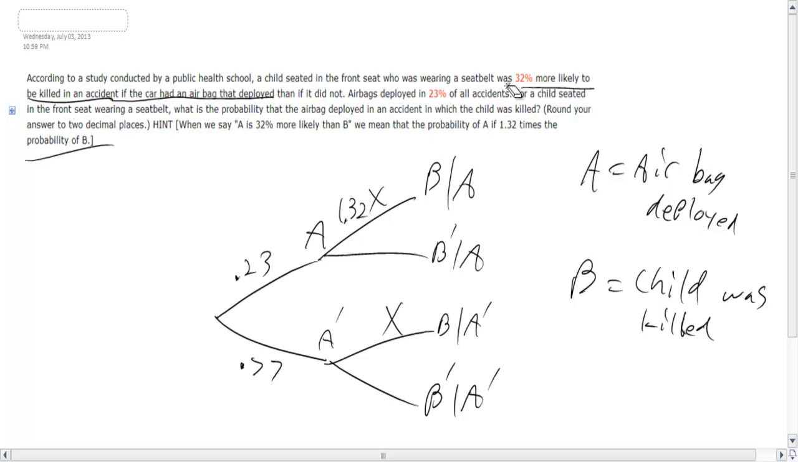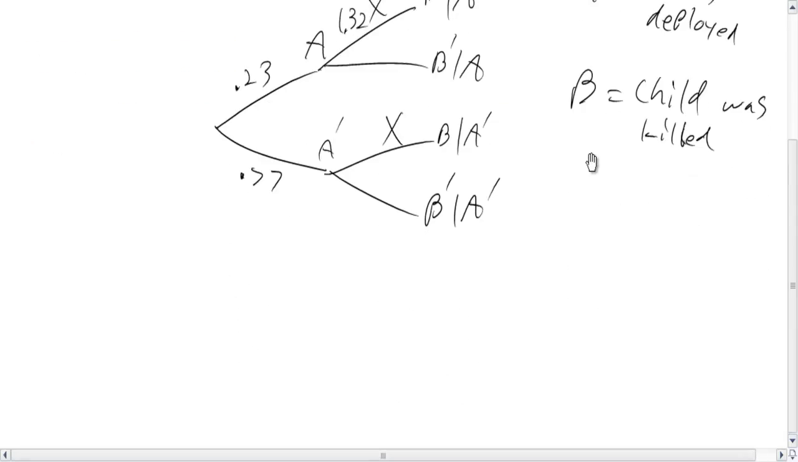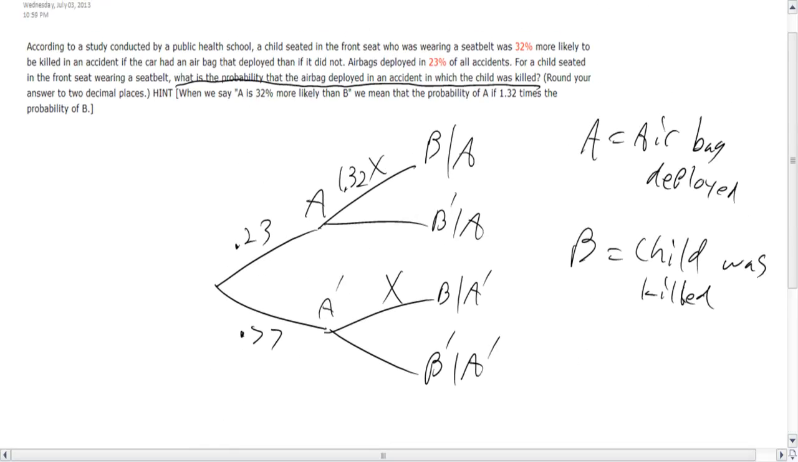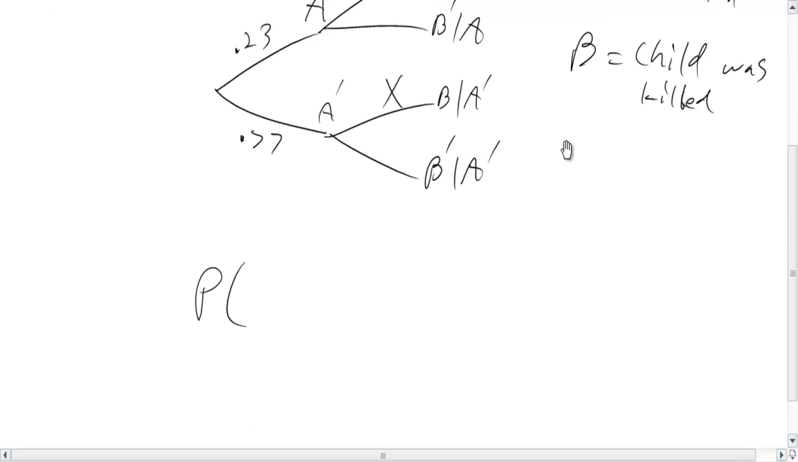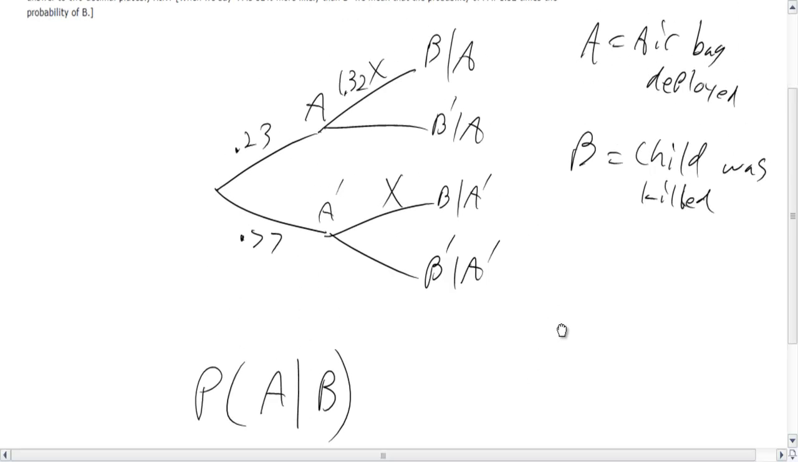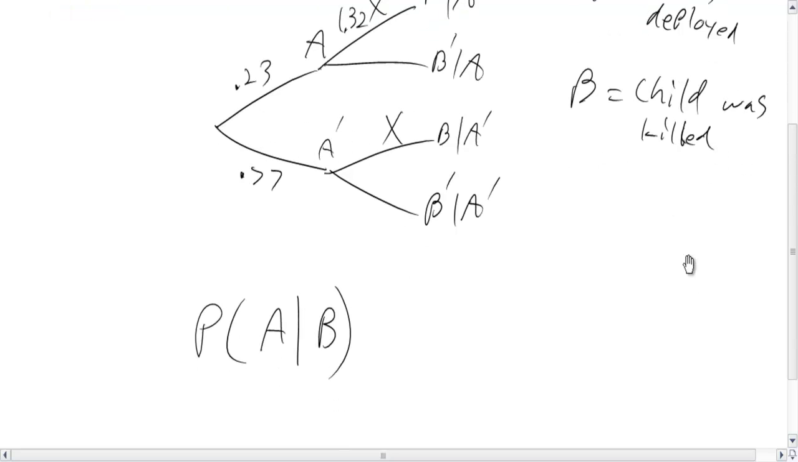So now let me clean this up a little bit. The question is actually asking, what is the probability that the airbag deployed in an accident in which the child was killed? Let me read it one more time. What is the probability that the airbag deployed? So that would be a probability of A given B, given that the child died. You're looking after the fact. You know the child was killed, so now you're going to go back and look at the car and say, what's the likelihood that this car had an airbag that deployed?